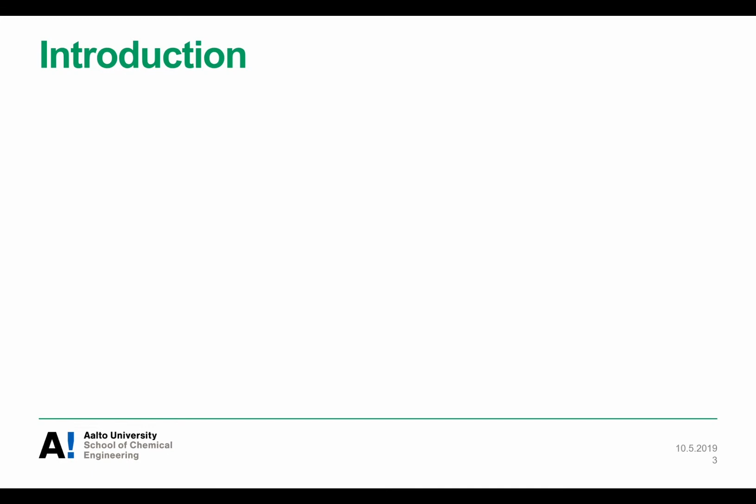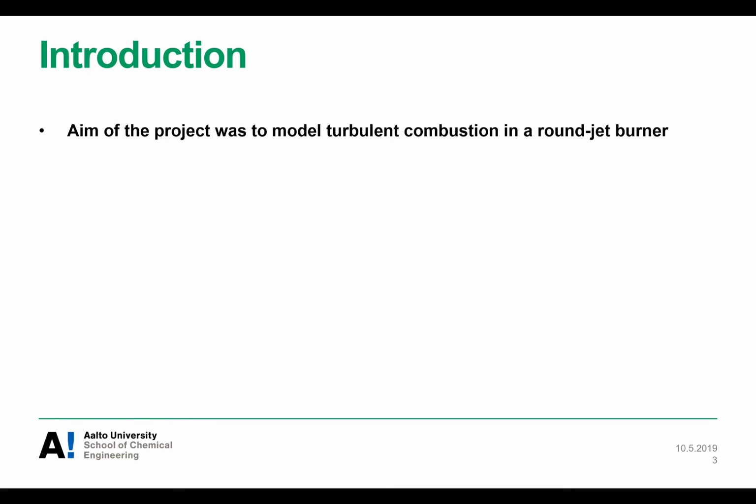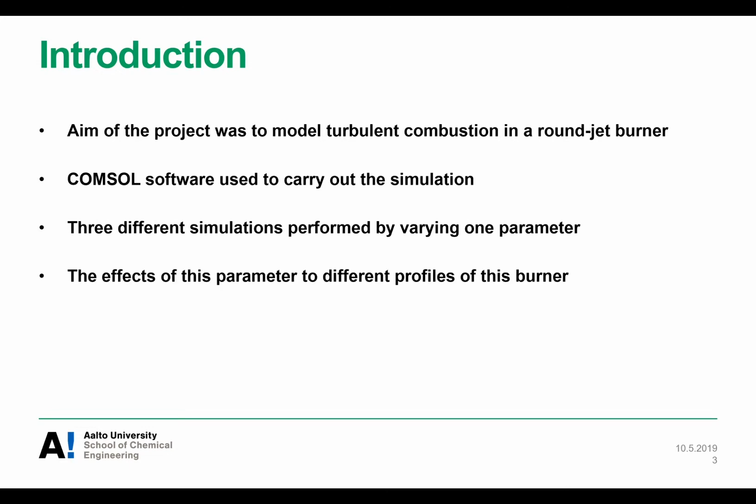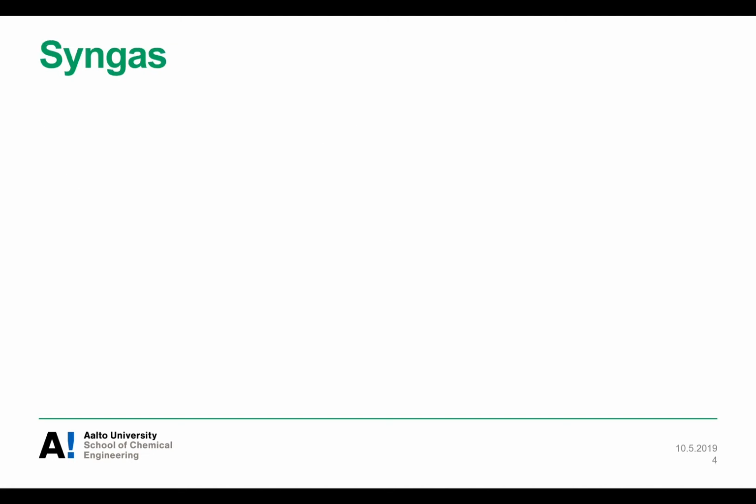So first of all, the aim of this project was to model the turbulent combustion in our round jet burner, and COMSOL software was used to carry out the simulation. The simulation was carried out by performing it 3 times by changing one parameter in it, and the effects of this parameter to different profiles of this burner were evaluated, and these profiles were temperature profile, carbon dioxide mass fraction profile, pressure profile, and velocity gradient.